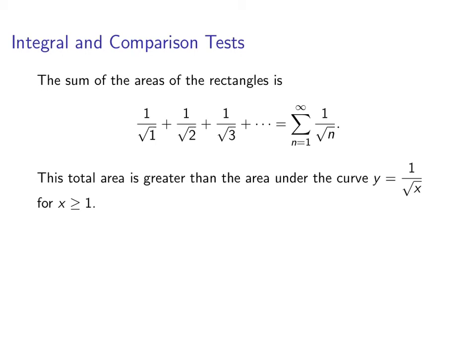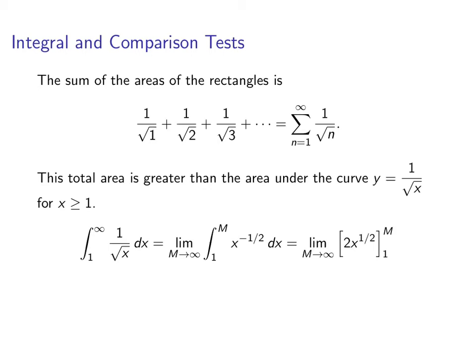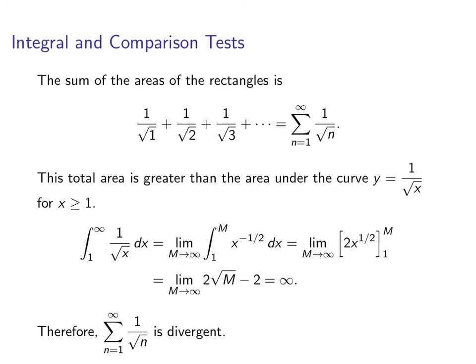This total area is larger than the area under the curve y equals 1 over square root of x for x bigger than or equal to 1. All right, let's calculate that area. That's an improper integral: integrate from 1 to infinity of 1 over square root of x dx. We'll write that as a limit, compute an antiderivative, and plug in the m. If we take the limit, we end up with infinity. So that area diverges. That tells us that the series is divergent, because the series is actually larger than the area under the curve, which turned out to be infinite.